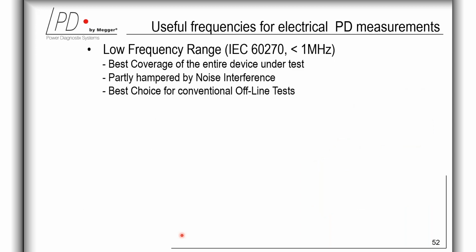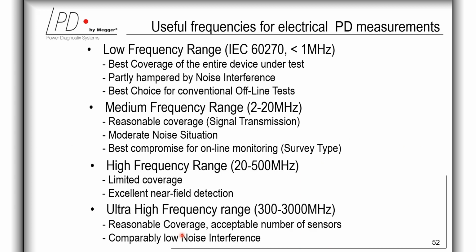And here we will introduce some useful frequencies for partial discharge measurements. The IC range below 1 megahertz provides the best coverage of the entire test object. But here one might face issues with noise interference, and it is regarded as the best choice for conventional offline tests. In general, for post-processing, separating, and displaying of partial discharge pulses, a resolution bandwidth of 1 megahertz is mostly sufficient.